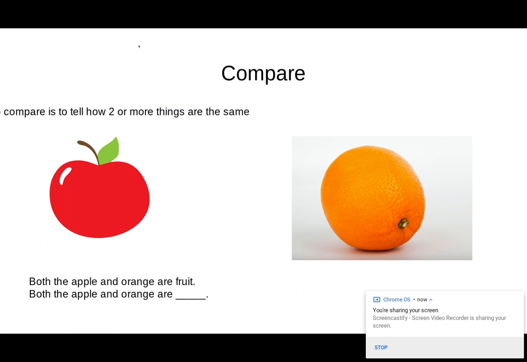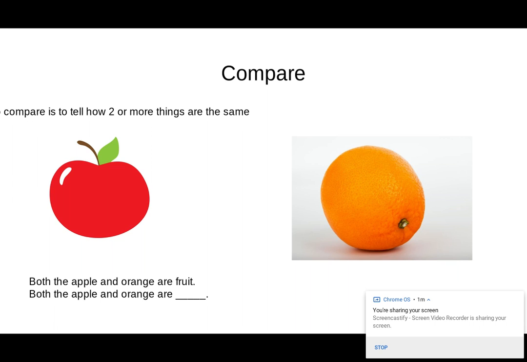All right, so when you compare something, you tell about things that are the same. So for example, looking at an apple and an orange, you can find lots of things that are the same. And when you do that, you are comparing them. So both the apple and the orange are fruit. I'm using that word both because it's something they share. That means I'm comparing. Both the apple and the orange are round. Again, another comparison. You could make lots of comparisons with an apple and an orange because there's lots of things about them that are the same.